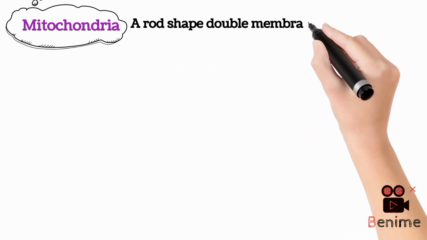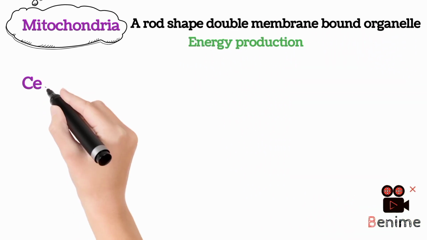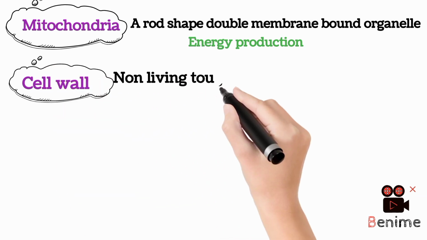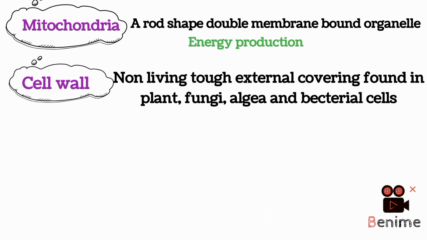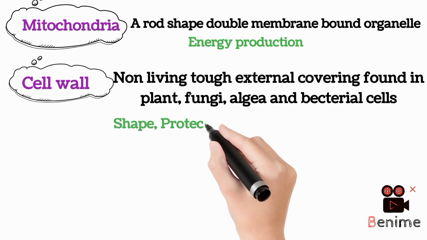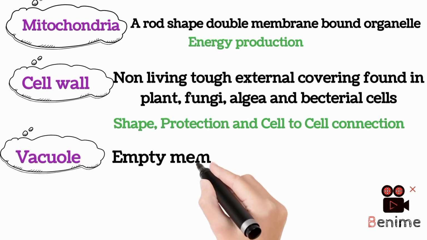Mitochondria. Mitochondria is a rod-shaped double membrane organelle. Mitochondria is responsible for energy production. Cell wall. The cell wall is the non-living outer covering found around plant cells, algae cells, fungal cells and bacterial cells. It provides shape, protection and cell-to-cell interaction.